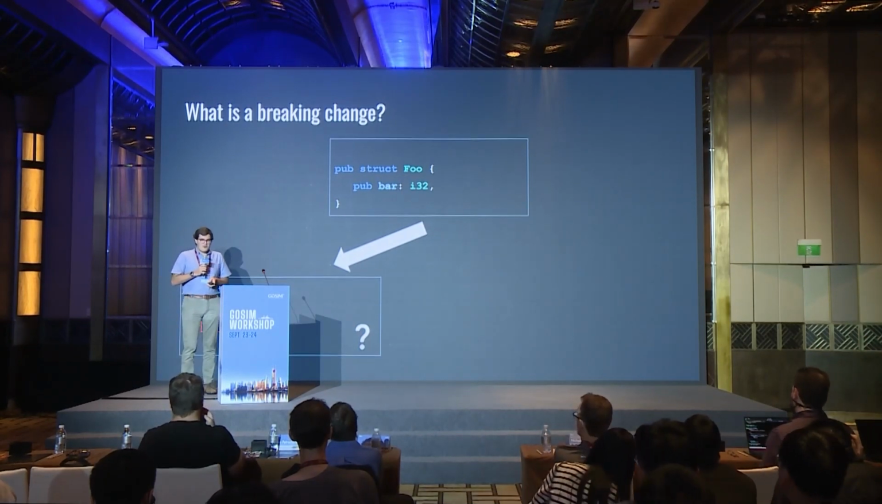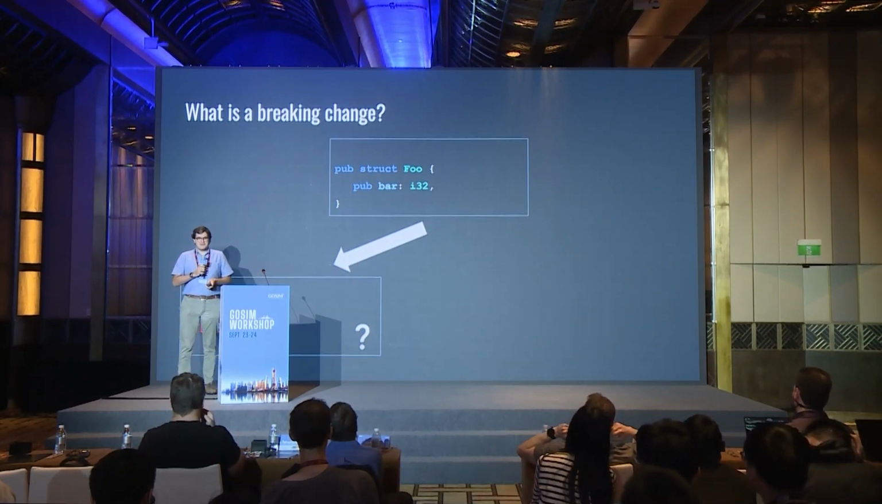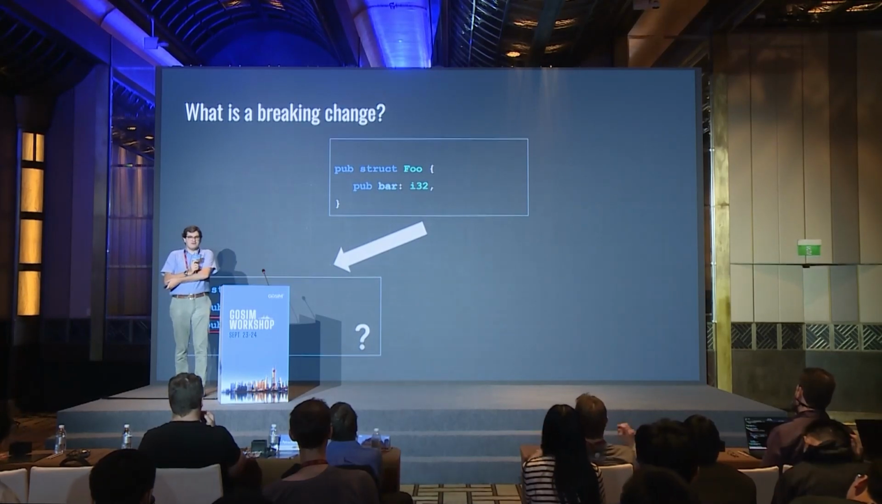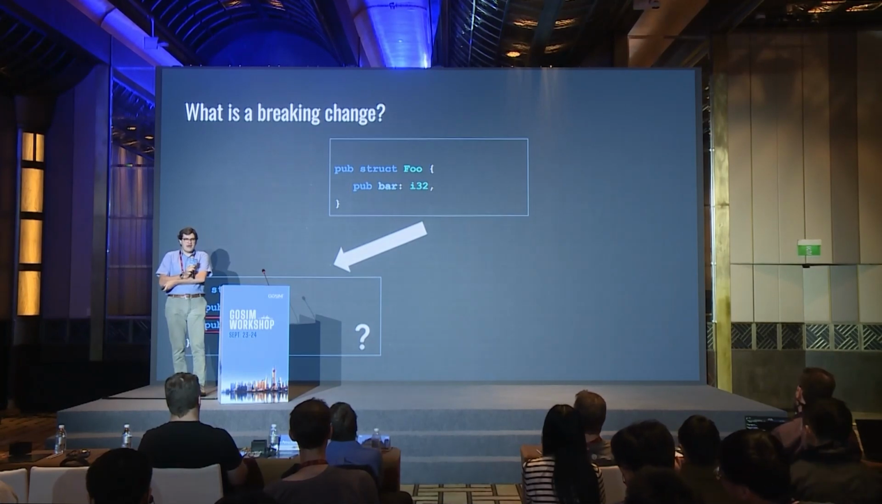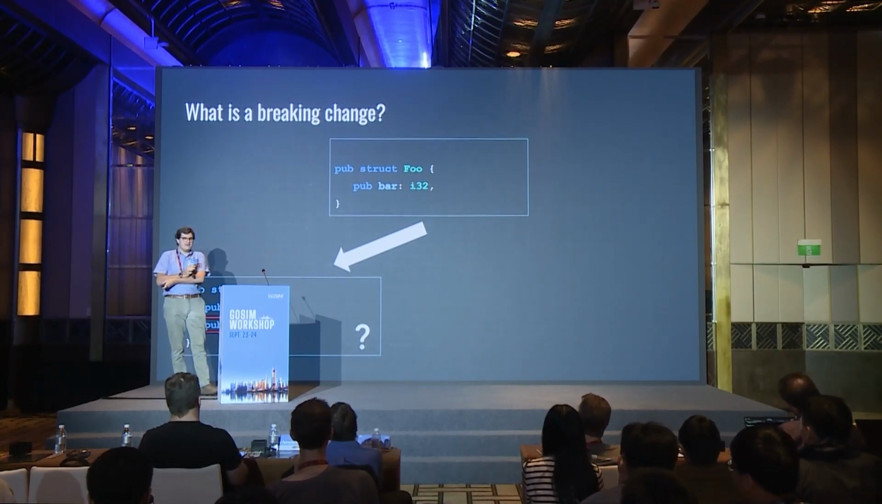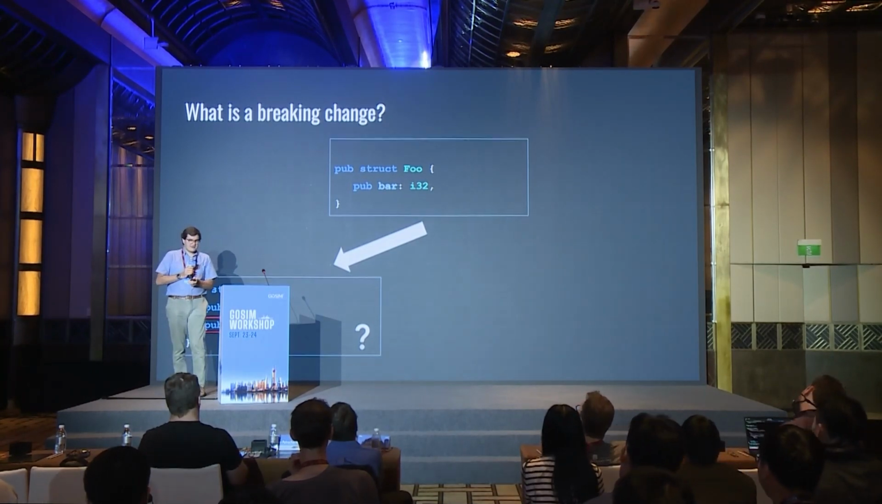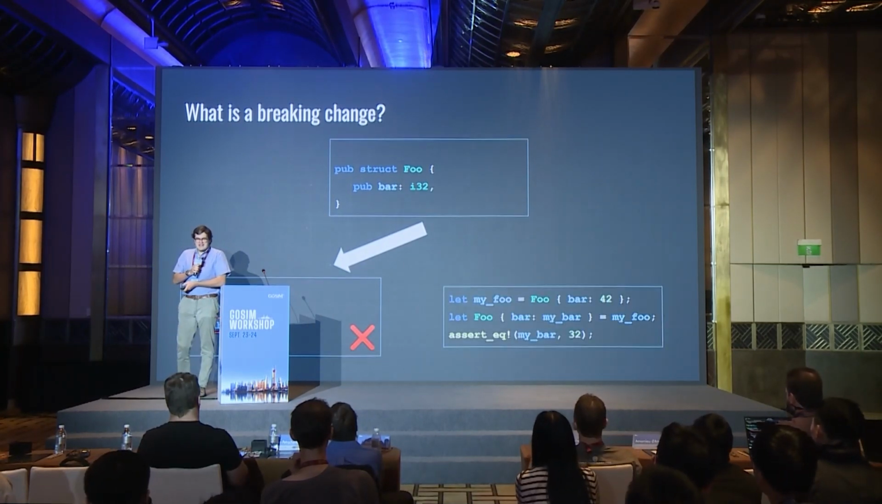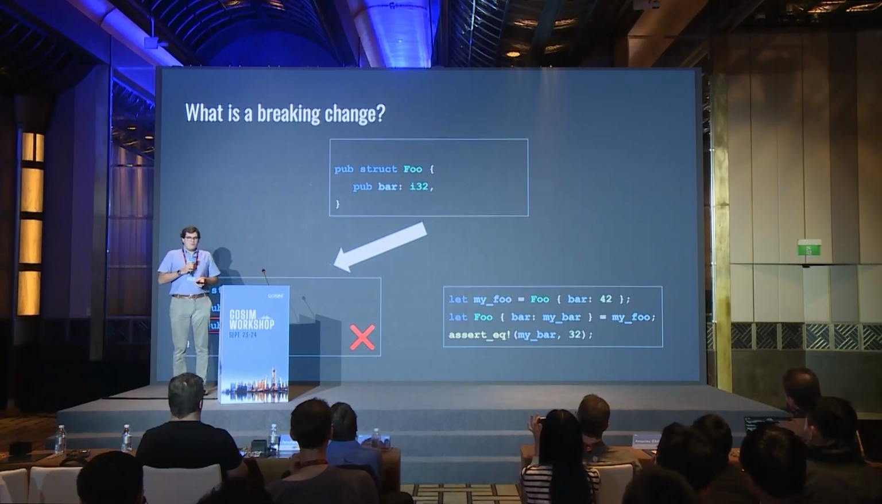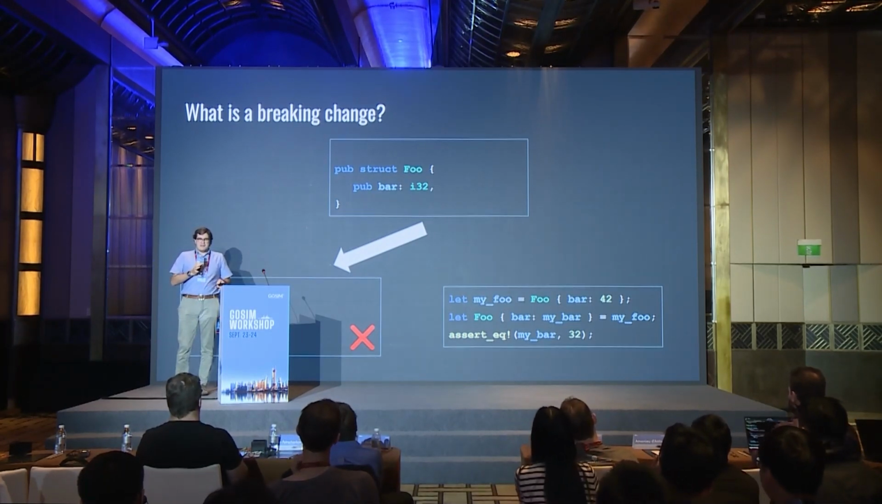Let's look at a more interesting example. What if you have a struct that only has a single public field and you add a new field to it? Is it a breaking change? Well, it turns out that it is, despite the fact that we're not actually changing anything public.